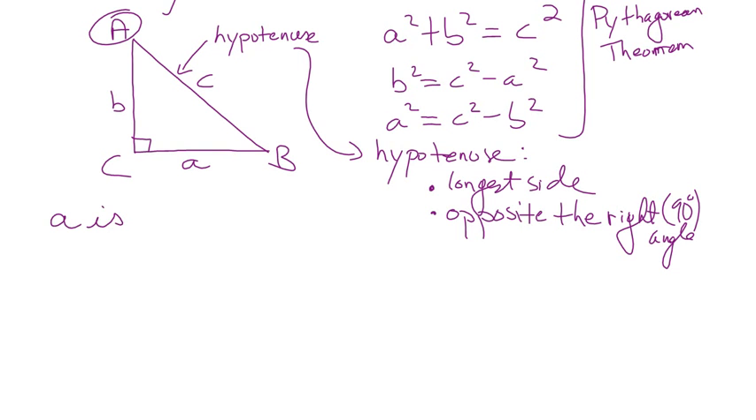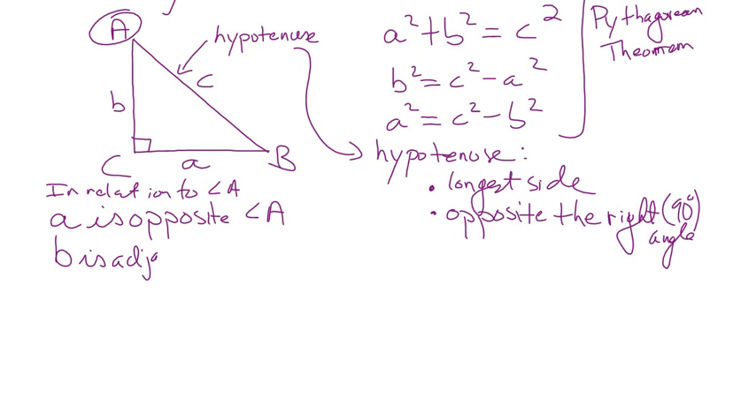So little a is opposite angle A. And if we're talking about little b, in relation to angle A, little a is opposite angle A, and little b is adjacent. And little c is the hypotenuse.